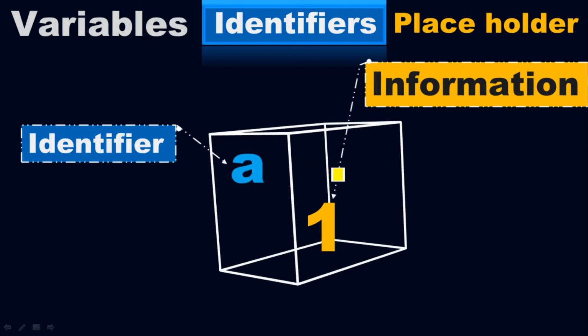Like A equals to 1. So this A is the identifier, which is actually a variable. It is a placeholder. This is a placeholder. This box is a placeholder where it keeps information 1, which has been named with the A. So that's what we mean by the identifier.